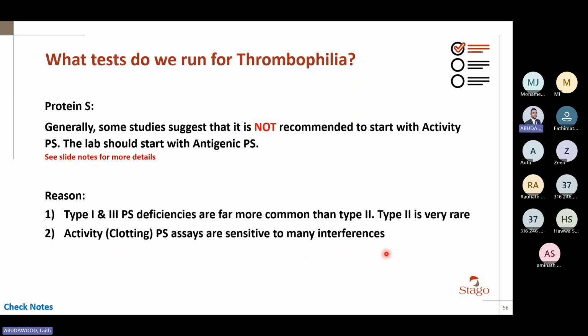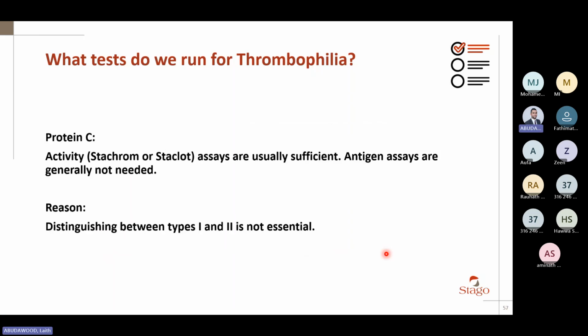All right, excellent. Now, moving to protein C. The protein C case is simpler and makes more sense. It's more intuitive. When we run an activity assay for protein C, either STA-STACLOT or STA-STACHROM, which is a chromogenic assay or a clotting assay, usually this assay is sufficient. Antigen assays for protein C are generally not needed.